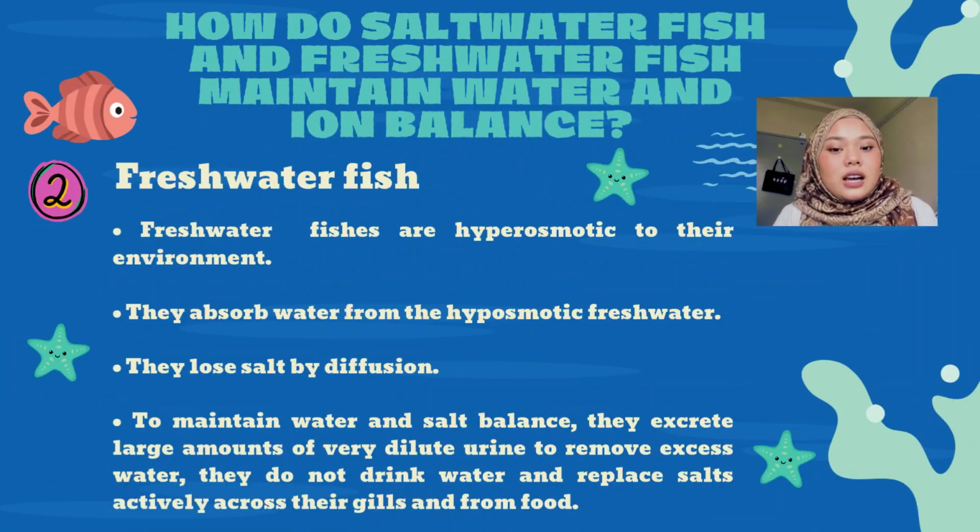Freshwater fish are hyperosmotic to the environment, so they absorb water from the hypoosmotic freshwater and lose salts by diffusion. Freshwater fish maintain water and salt balance by excreting a large amount of very dilute urine to remove excess water, and they do not drink water and replace salts actively across their gills and from food.